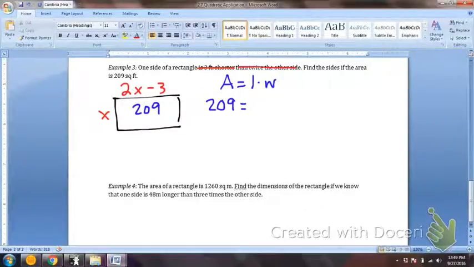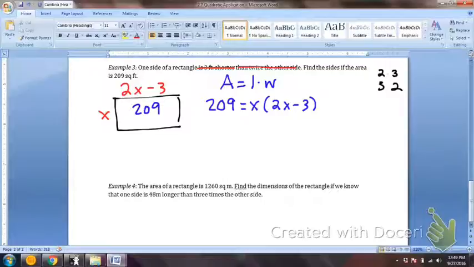What's the length? Okay, does it really matter which one you call length and width? Because we're going to be multiplying them, right? If we're multiplying them, what is 2 times 3? What is 3 times 2? So if you're multiplying, does it matter which one is which? No. Okay, so let's just put the x first. Times 2x minus 3.